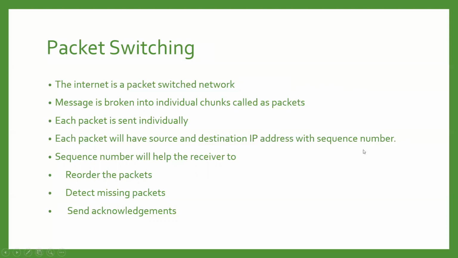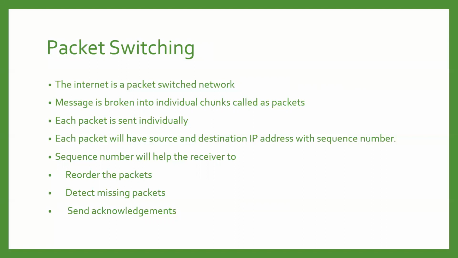So this sequence number will help the receiver to reorder the packets, as I have already explained, and then to detect the missing packets. Suppose the receiver has received the first, third, second, and fifth packets. But it doesn't receive the fourth packet, so it will identify that the fourth is not received.